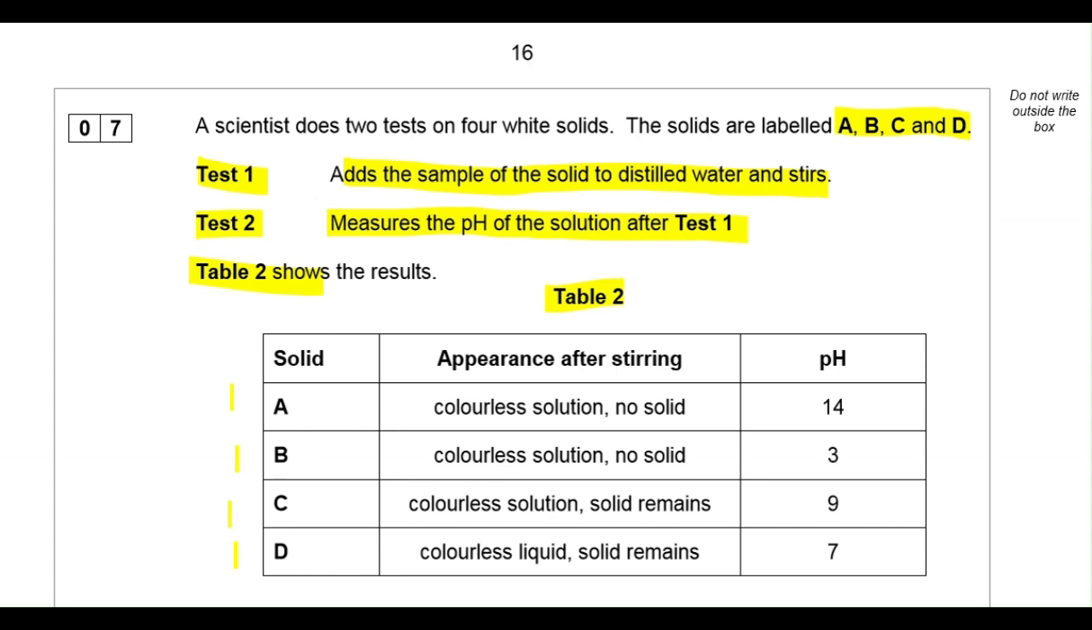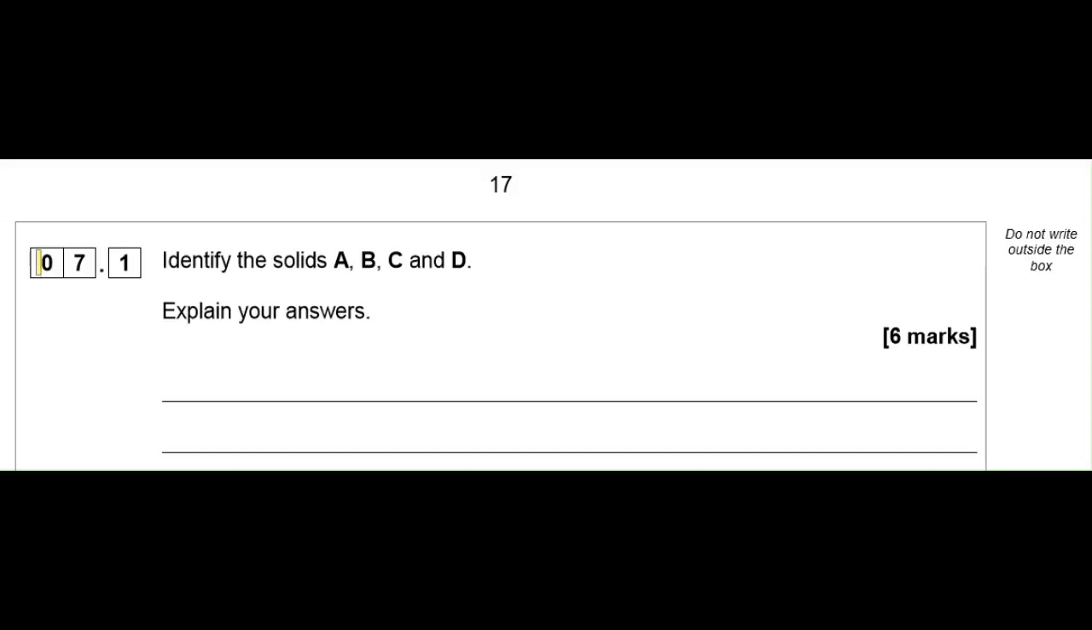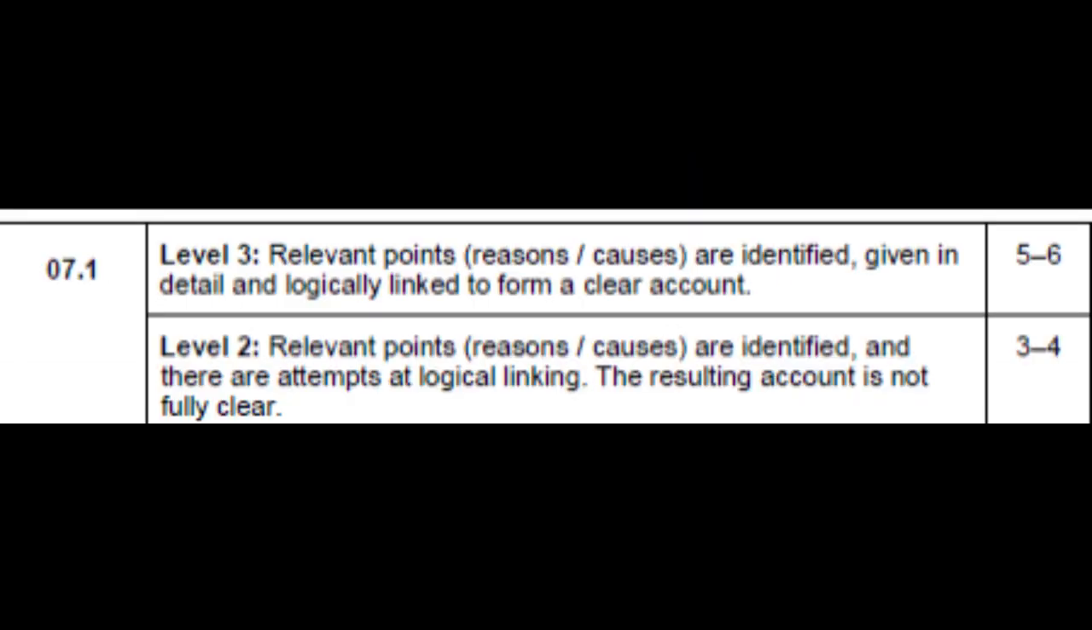Now the question is, identify the solids A, B, C and D. Explain your answers, and this is a 6-mark question. As with most of these 6-mark questions, we have the mark scheme here for question 7.1, and if we're looking to get the maximum marks, we should be aiming for level 3, so we need to give relevant points. That means getting the 4 answers correct and logically linking to form a clear account. So we'll come to that in a minute.